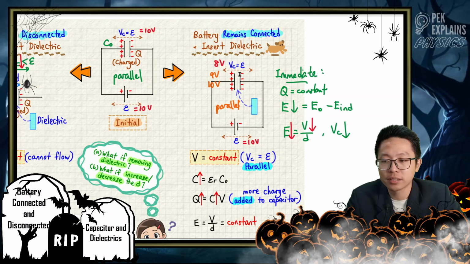Understand? Because the battery remains connected. The battery is still there. So in the end, the voltage of the capacitor has to be equal back to the EMF, which is 10 volts.